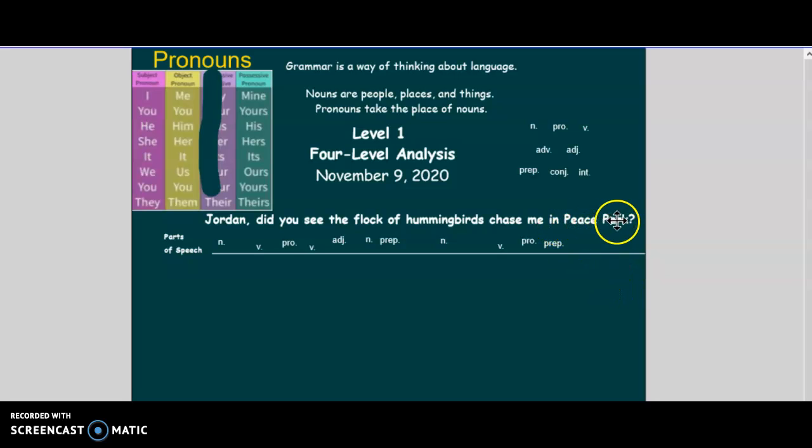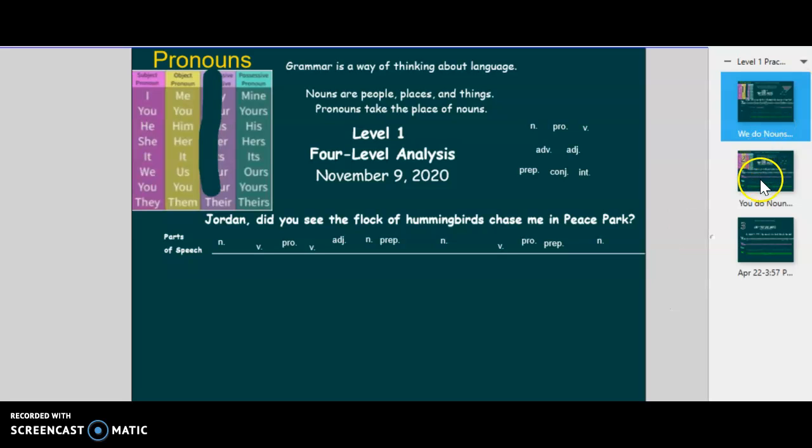And then last, here we're going to take Peace Park together. It's capitalized. Together, these two words make up the name of, well, a place, right? Peace Park. So we're going to take that as one single thing. Even though it's two words, it's the name of something that's more than one word. So we're going to take it all as one. Is Peace Park a person? No. Is Peace Park a place? Yes. Of course, Peace Park is a place. That makes it a noun. And there we go. Level 1 analysis on this sentence is done.